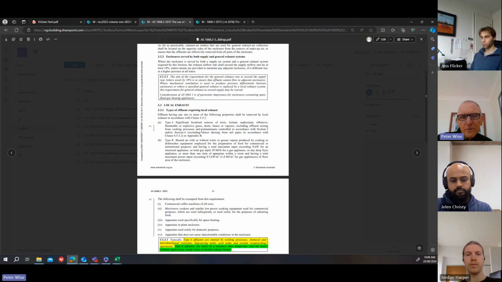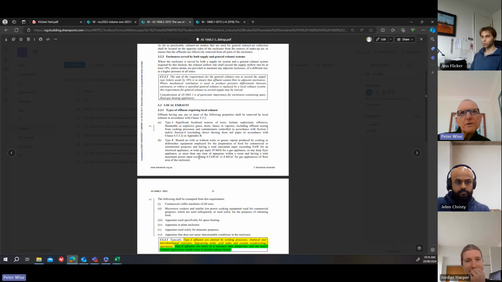We don't do a lot of that sort of work, but occasionally we do. And I know Jess had a welding exhaust job recently. So that would come under type A. Okay, and that has some specific requirements. But type B is basically kitchen ventilation.